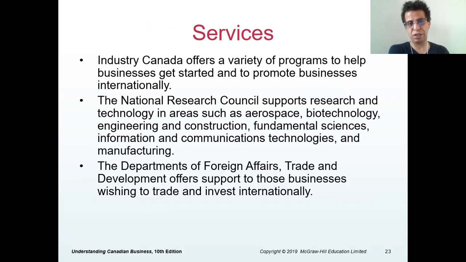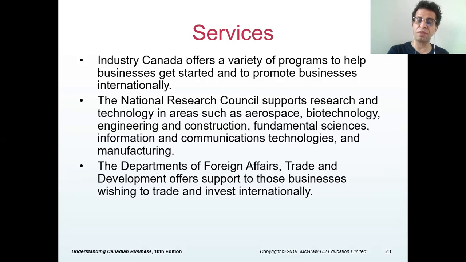When it comes to services, Industry Canada offers a variety of programs to help businesses get started and to promote businesses internationally. The National Research Council supports research and technologies in areas such as aerospace, biotechnology, engineering, and construction. There's also fundamental science, information and communication technology, and manufacturing. These belong under the umbrella of the National Research Council.